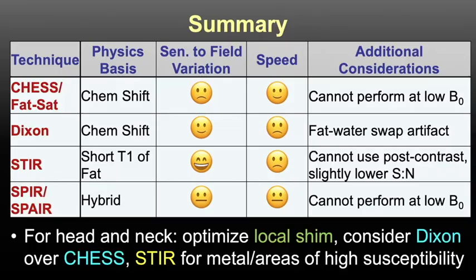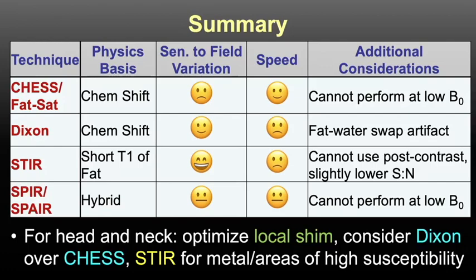So in summary, we went over 4 of the major fat suppression techniques: CHESS, Dixon, STIR, and SPUR. We went over the basic physics behind each of them. For the CHESS fat-sat technique, it generally is considered a slightly faster technique, but you can't perform it at low magnetic field strengths, and it's very sensitive to field variations. So you need to perform really good shimming to get it to work well.